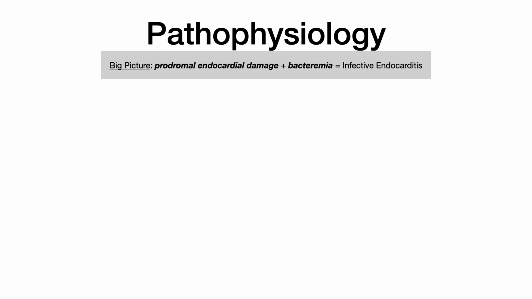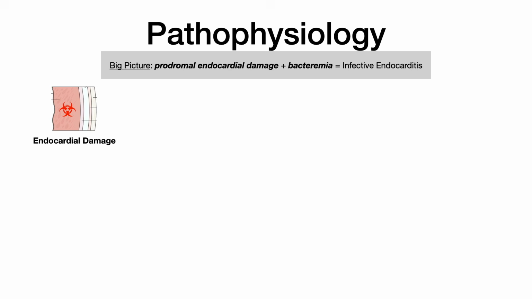Now let's switch gears and talk about pathophysiology. So big picture before I get into this is that what causes endocarditis is there's some type of prodromal endocardial damage. Basically, something happens that exposes the endocardium. Then you have bacteremia, which is to say you have the seeding of bacteria from some downstream or localized infection, and the combination of that exposed endothelium with bacteria getting to that exposed endothelium, that is what leads to endocarditis. So with that as the big picture, let's get into the nitty-gritty.